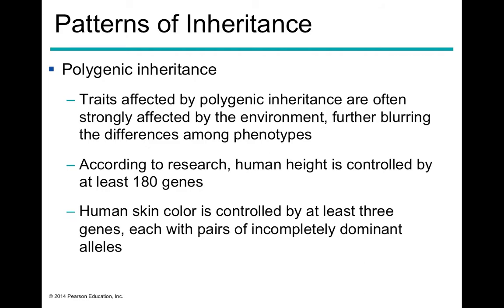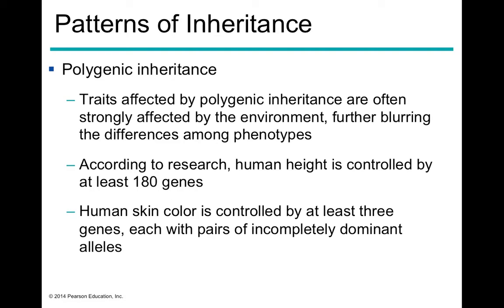All right, so polygenic inheritance means that the traits affected can sometimes be affected by the environment. Again, things like skin color, for example, which already has a wide range within the population, but then the environment can also affect it by, for example, sunning can change your skin tone, and that's going to further blur the differences among phenotypes.